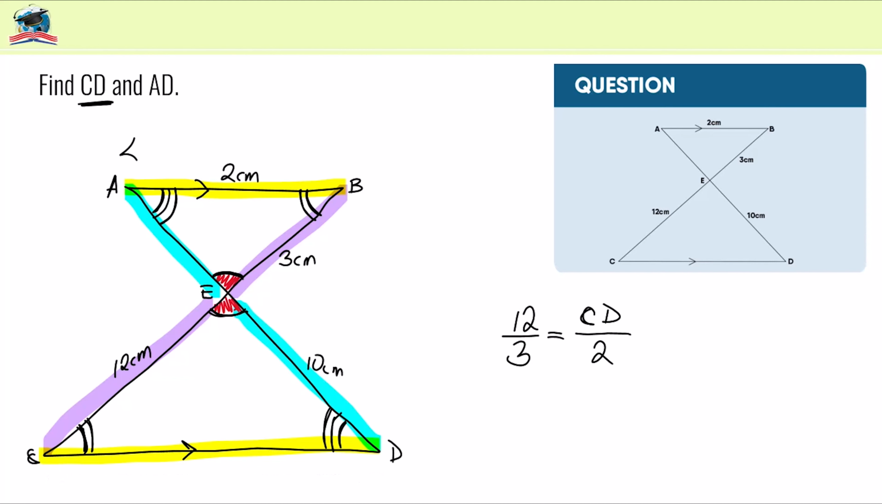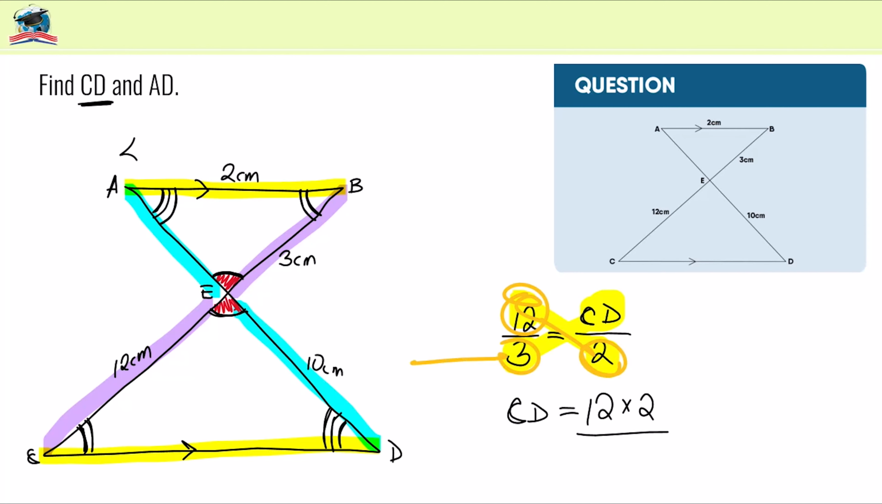So here we go. Using the cross multiplication method, we're going to go this way, this times this, and this times this. And we're going to go a bit faster this time. Since we're looking for CD, CD will be what? We will take this 2 and multiply them. So we're going to take 12, multiply by 2, and then divide it by this one here. Remember, this is how it goes. Take this 2 here, multiply them, and then divide it by this one.